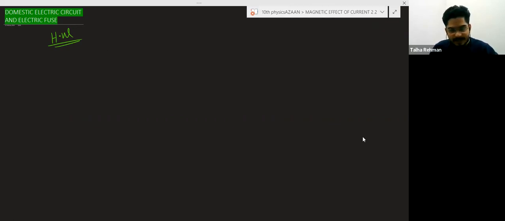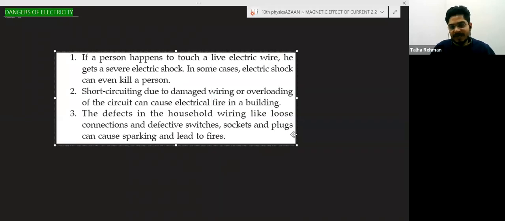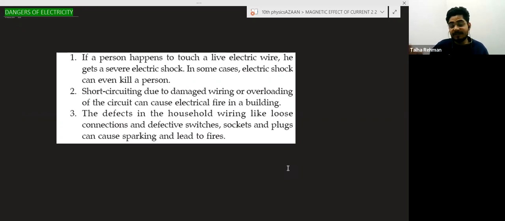Okay. After that, dangers of electricity. So we know what the dangers of electricity are. Due to electricity, heat can be produced, and due to that heat, there can sometimes be fire. There can sometimes be electric shock. So these are some general dangers.